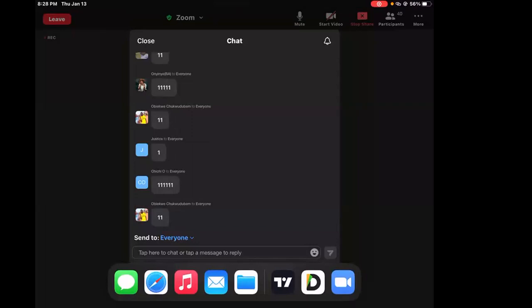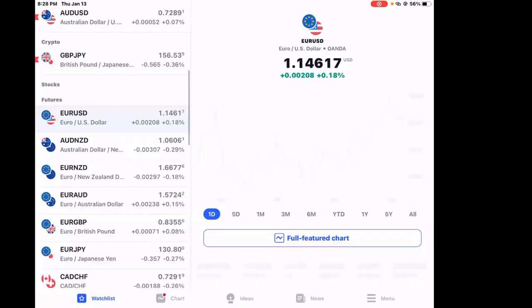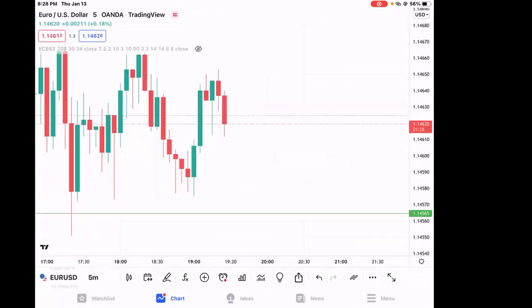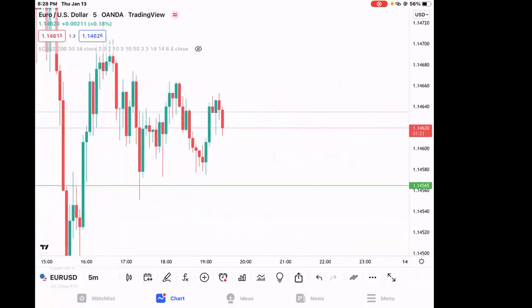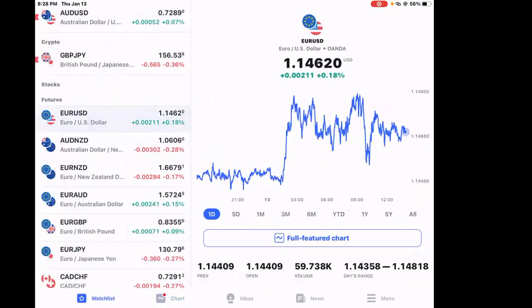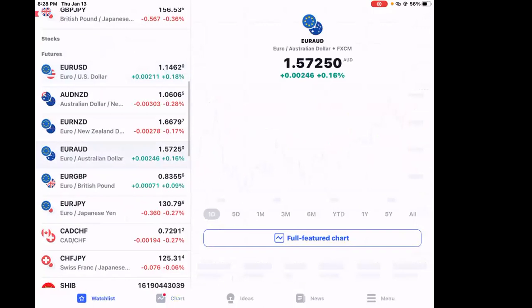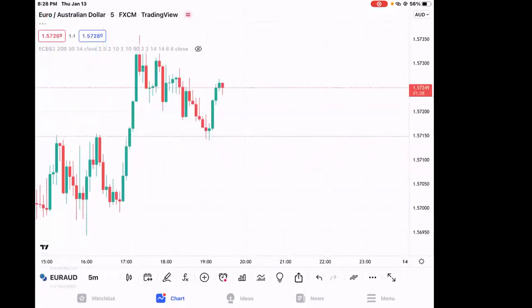Okay, still, let me look for another trade that is a downtrend. Look for something in the downtrend. Not downtrend, sorry, the uptrend. Okay, let's look at this.